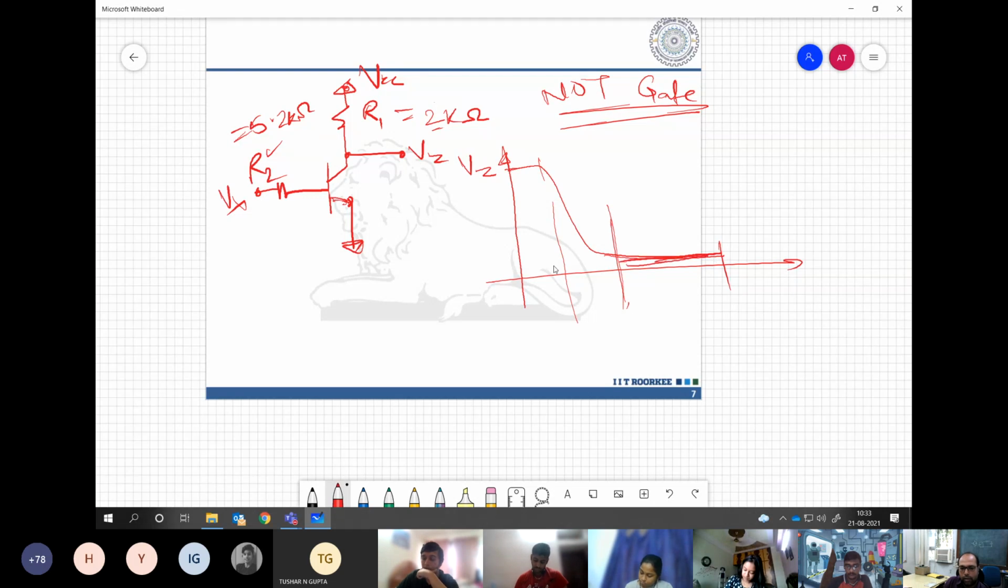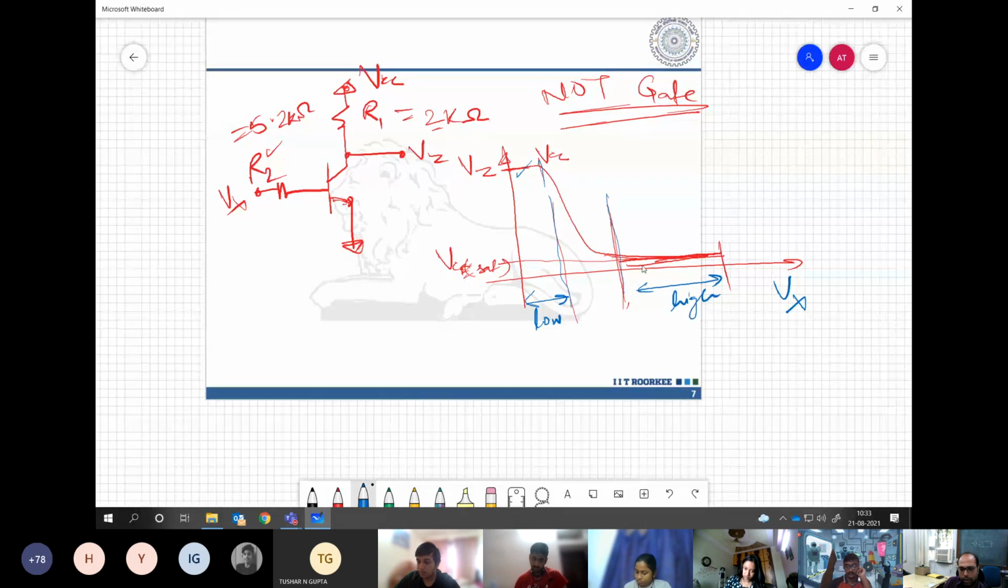This small value is actually VCsat, and this is your VCC. So if we divide these zones, basically this is what we are saying: our input is Vx. When the input is low, we are getting the high logic at Vz. And this is where we are giving our Vx as high logic, and we are getting a low output at Vz.